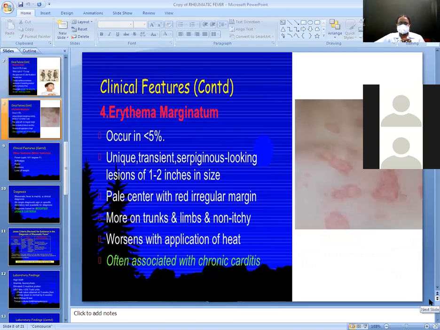Then erythema marginatum. Erythema marginatum is a skin rash. It is a non-itchy, serpiginous-looking rash like this in the picture, with a pale center and a red irregular margin. It is mainly seen on the trunk and limbs. That is erythema marginatum, a skin rash.